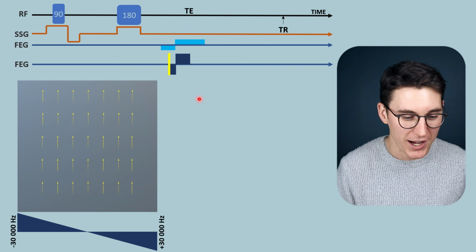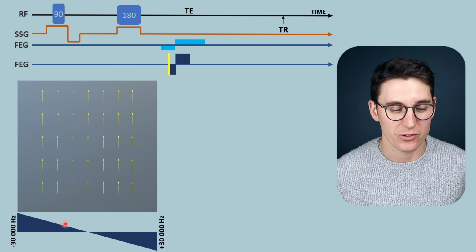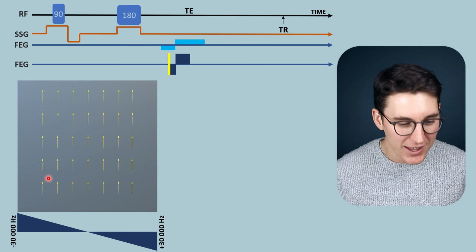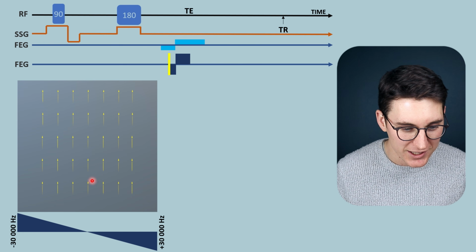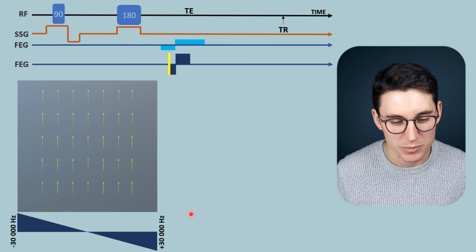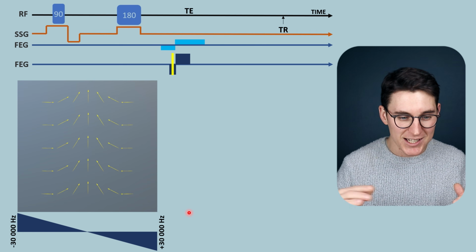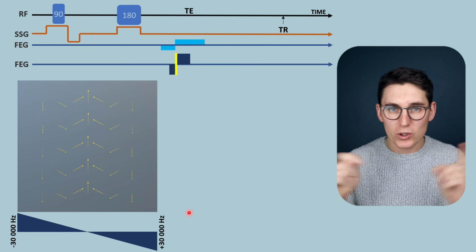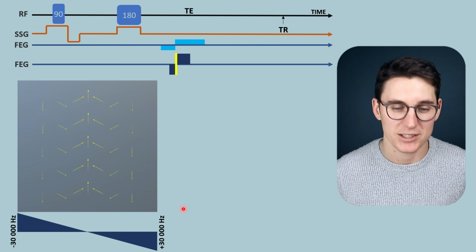So again, we apply the dephasing frequency encoding gradient. It's stronger now because we've selected a larger bandwidth. These spins are going to spin faster than the central spins, relatively speaking, and these spins are going to spin slower. So again, we're going to get this dephasing of the spins based on this frequency encoding gradient, causing the spins to precess at different frequencies.